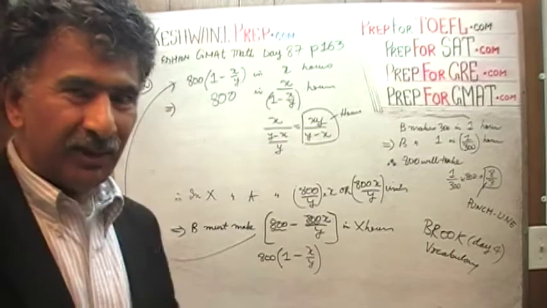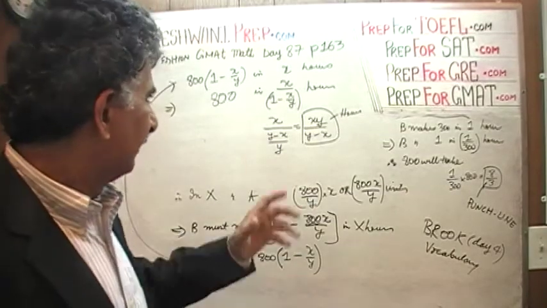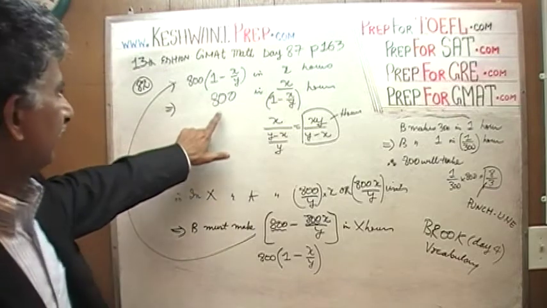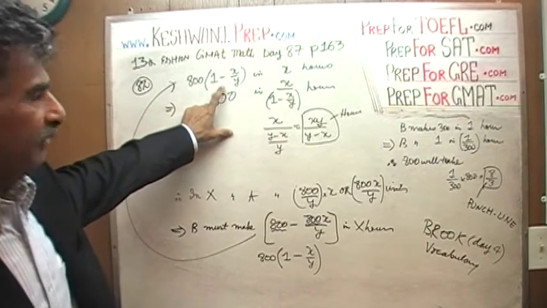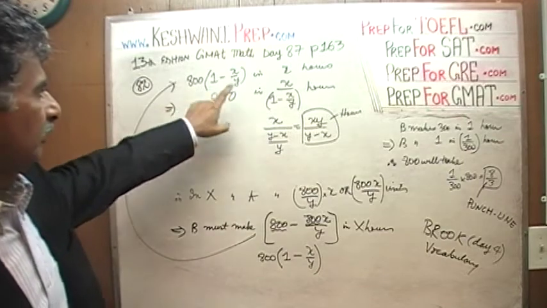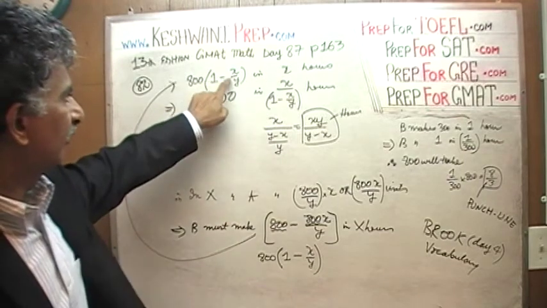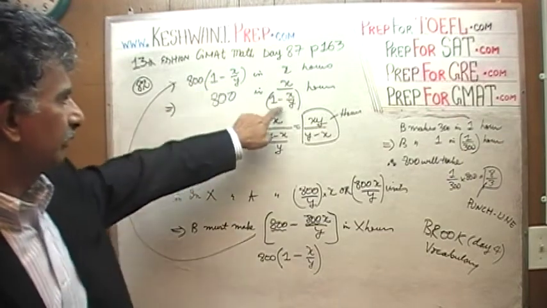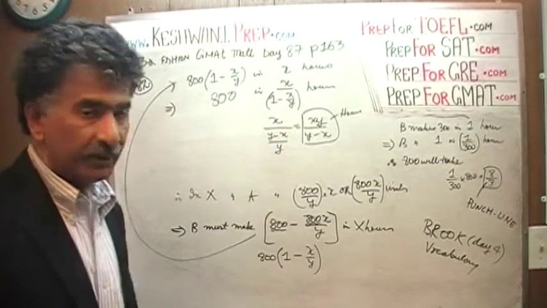But because I'm talking and explaining at the same time, anyway, that's what we were doing. We're not trying to see how long it takes to make this many units, we're trying to see how long it takes to make 800 units. So I have to divide x by 1 minus x over y, which is what we did here. So that's the algebraic way.